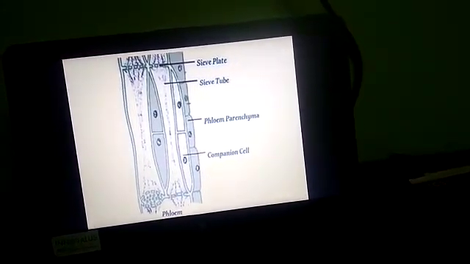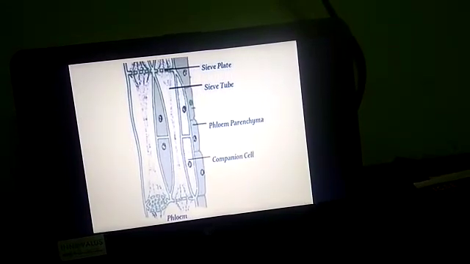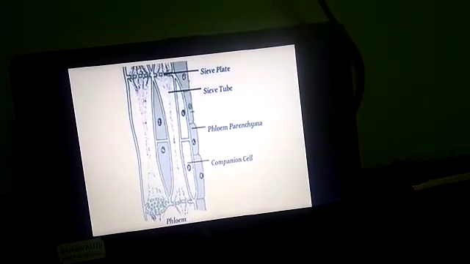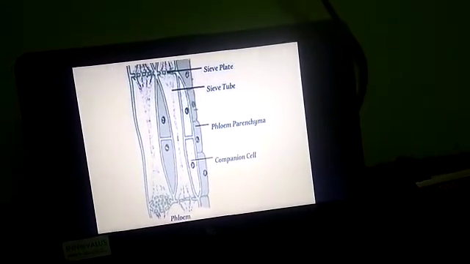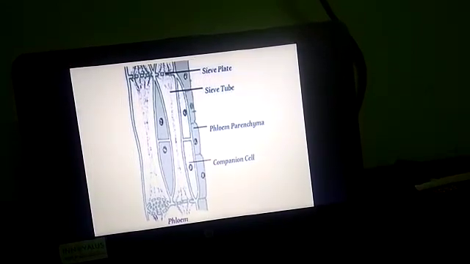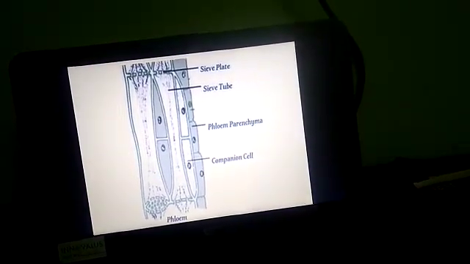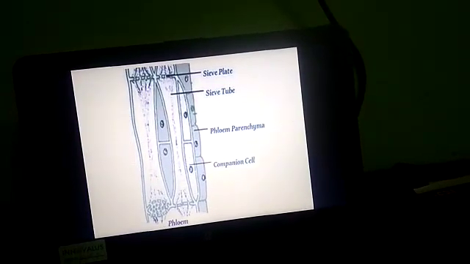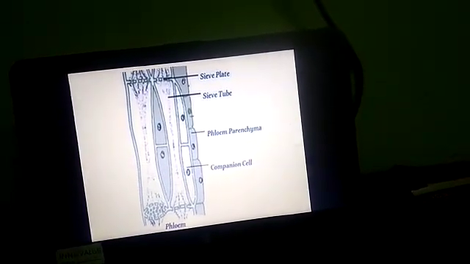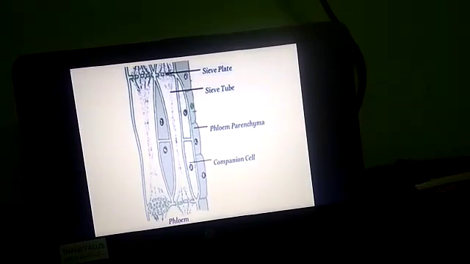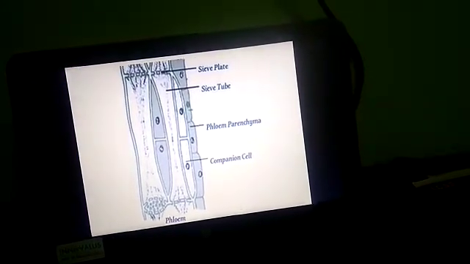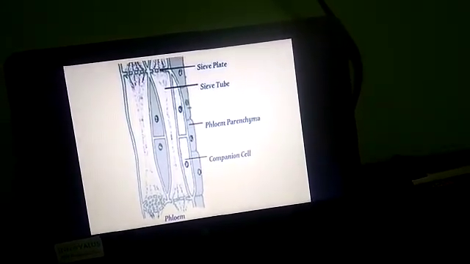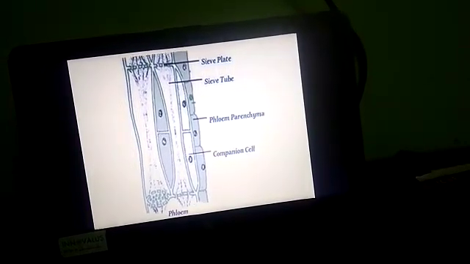So what is the phloem function? It transports food prepared by the leaves to all parts of the plant, and phloem parenchyma helps in the storage of food. See, phloem transports food prepared by the plant and phloem parenchyma stores the food. And phloem sclerenchyma provides mechanical support to the plant.